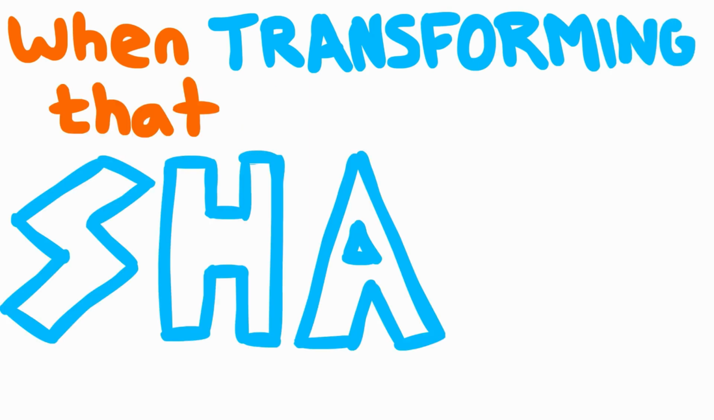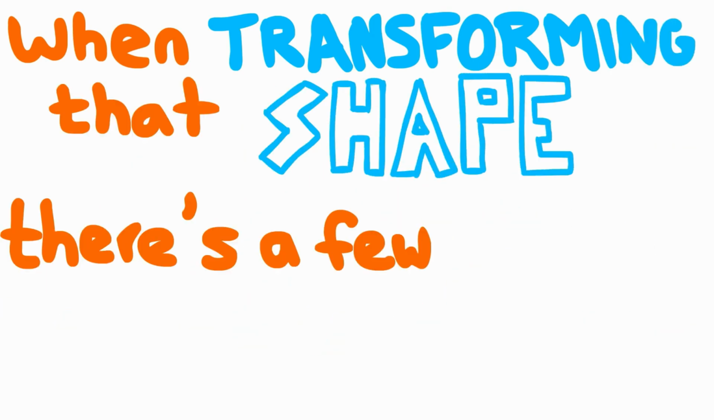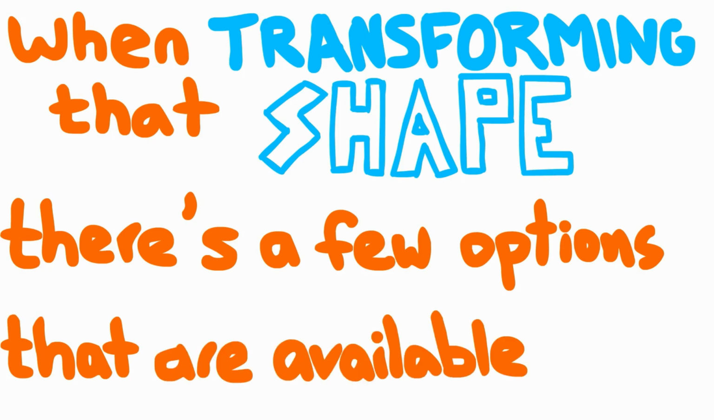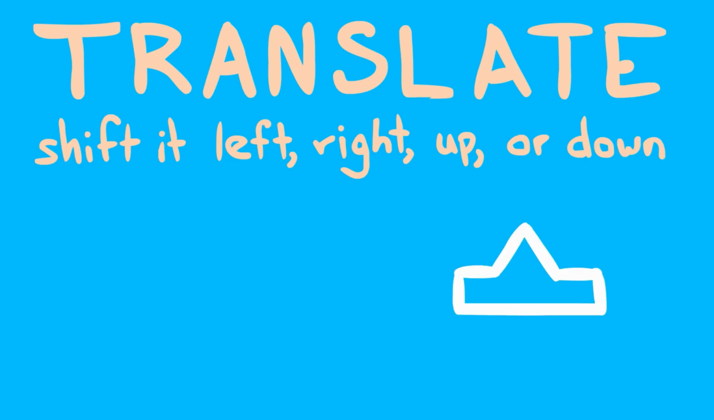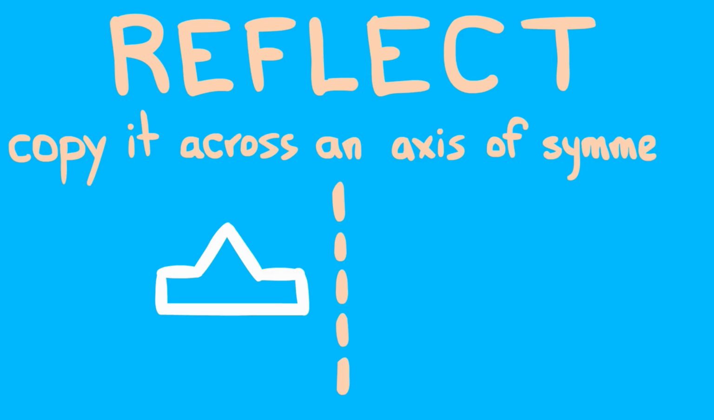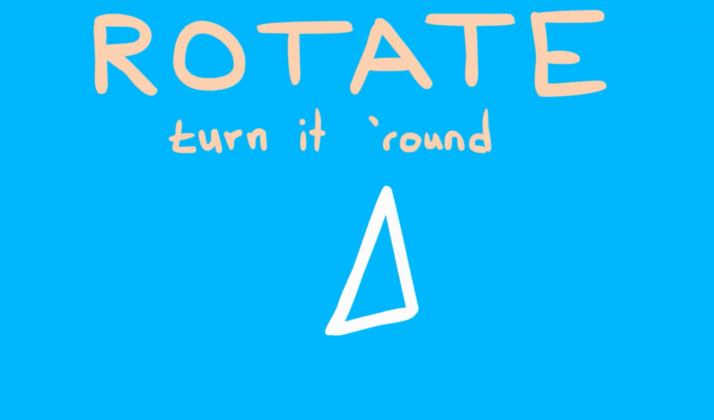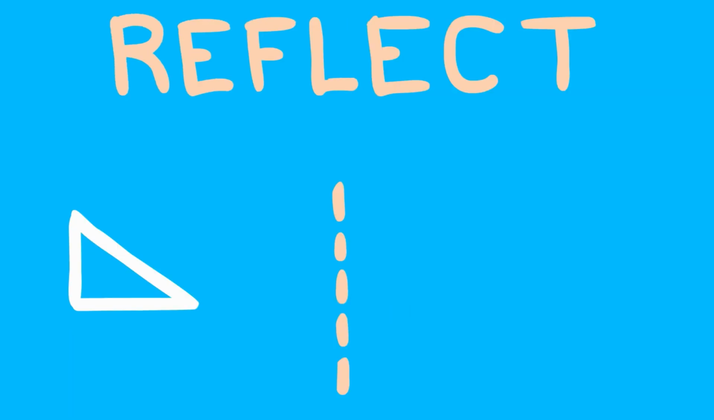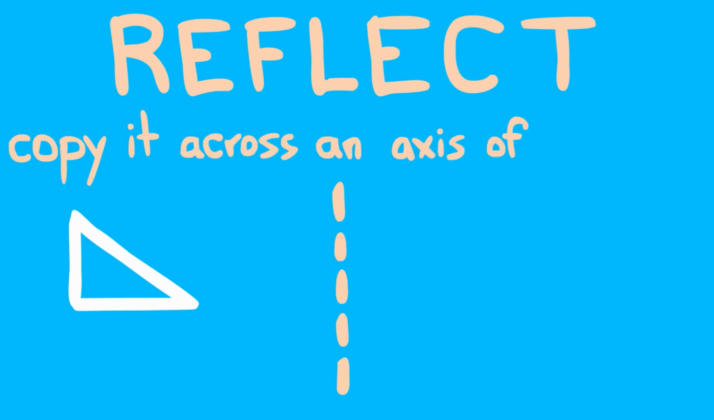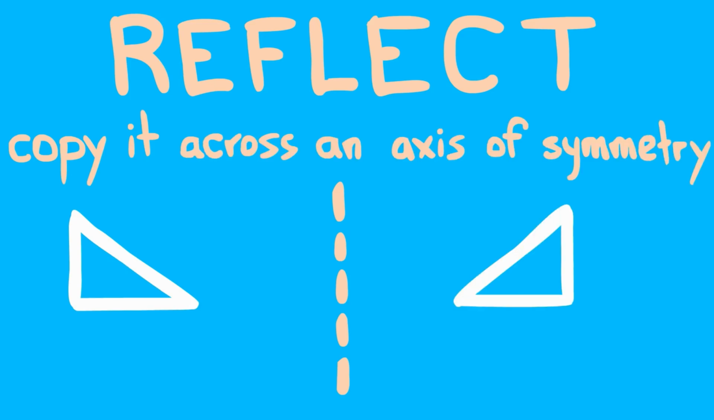Transforming that shape, there's a few options that are available to me, because I could rotate, turn it round, translate, shift it left, right, up or down, reflect, copy it across an axis of symmetry. Rotate, turn it round, translate, shift it left, right, up or down, reflect, copy it across an axis of symmetry. Hey.